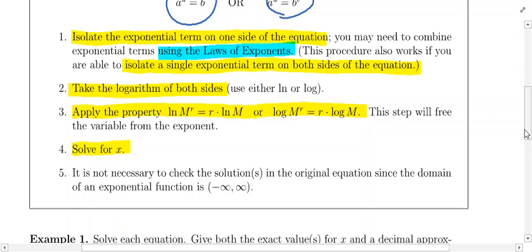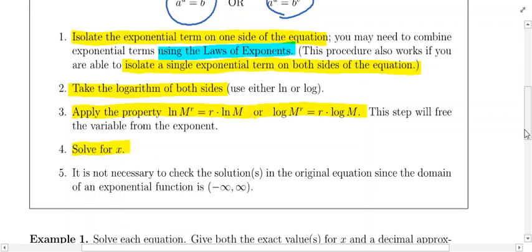You're going to see that when we solve logarithmic equations, it's going to be absolutely necessary to check your solutions when you're solving a logarithmic equation. Okay, so for exponential, it's recommended but not required.